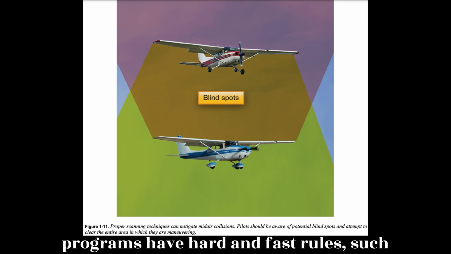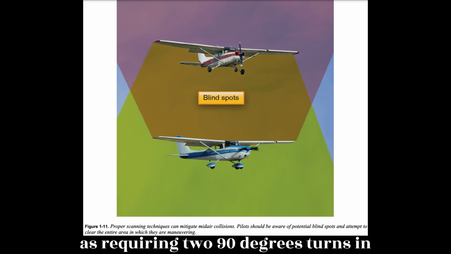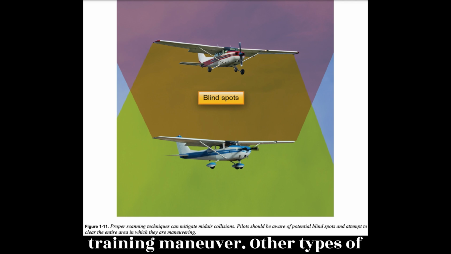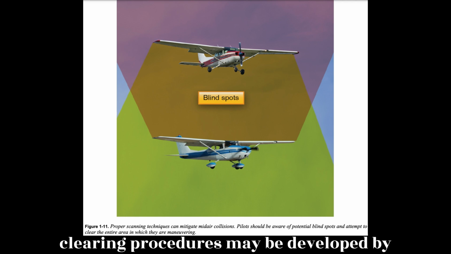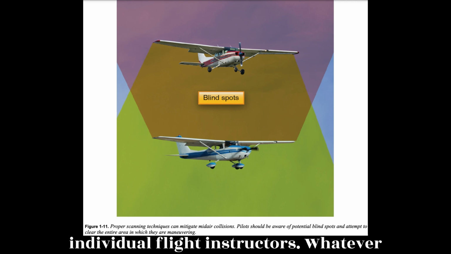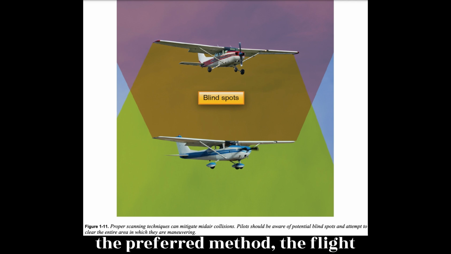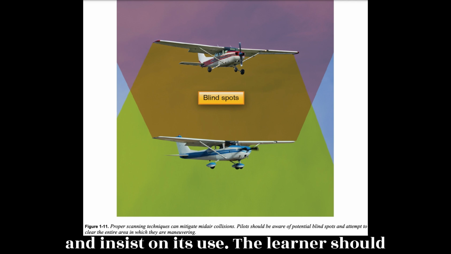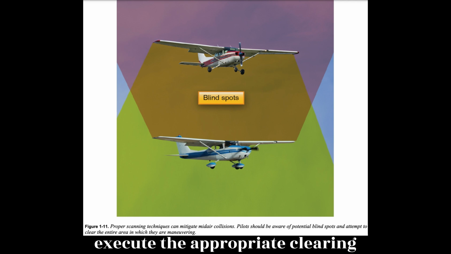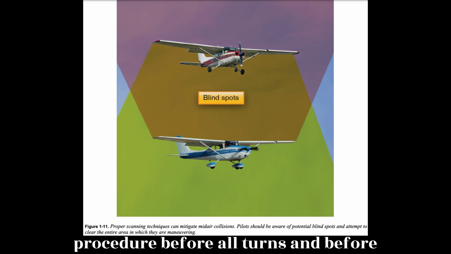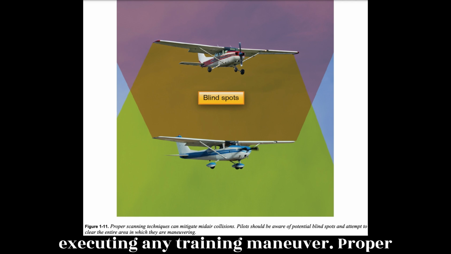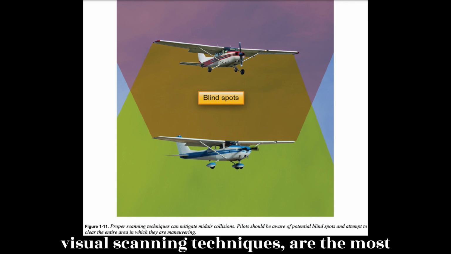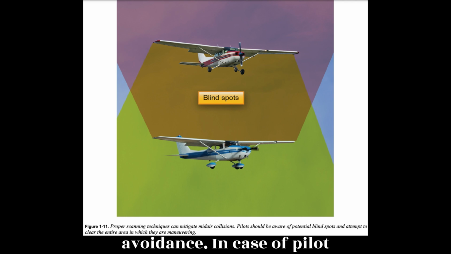Some pilot training programs have hard and fast rules, such as requiring 290-degree turns in opposite directions before executing any training maneuver. Other types of clearing procedures may be developed by individual flight instructors. Whatever the preferred method, the flight instructor should teach the beginning learner an effective clearing procedure and insist on its use. The learner should execute the appropriate clearing procedure before all turns and before executing any training maneuver. Proper clearing procedures, combined with proper visual scanning techniques, are the most effective strategy for collision avoidance.